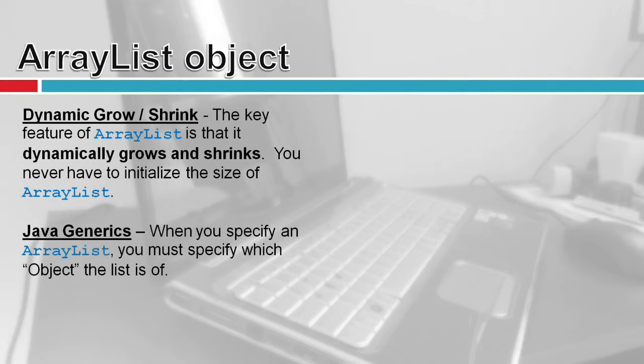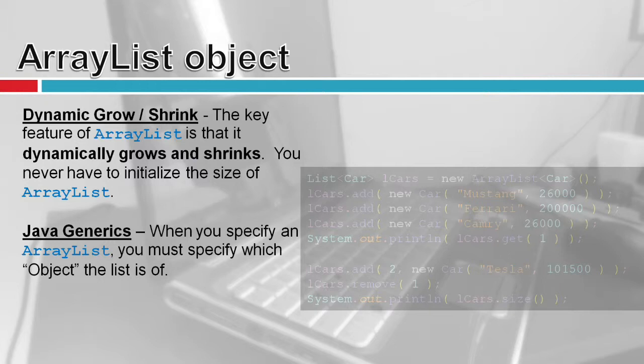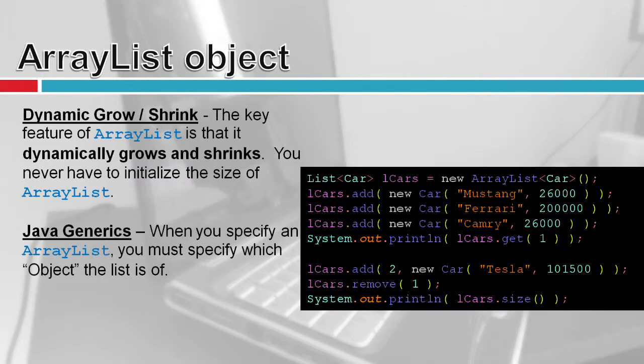The really cool thing about array lists is that they can dynamically grow and shrink. The key feature of this is that I don't have to specify how big the array list is when I create it. It's just there. As I add new values to the list, here I am adding my car example. I'm adding a new Mustang, I'm adding a new Ferrari, I'm adding a new Camry. It dynamically expands to cover however many items I add.